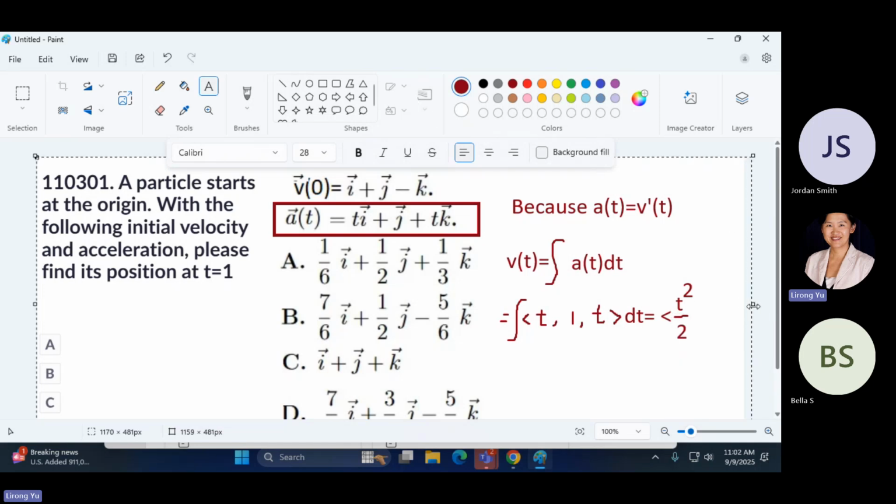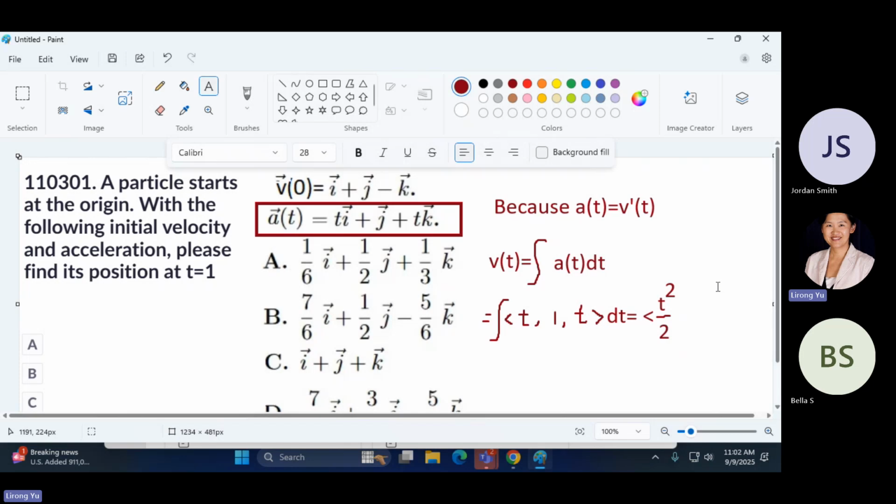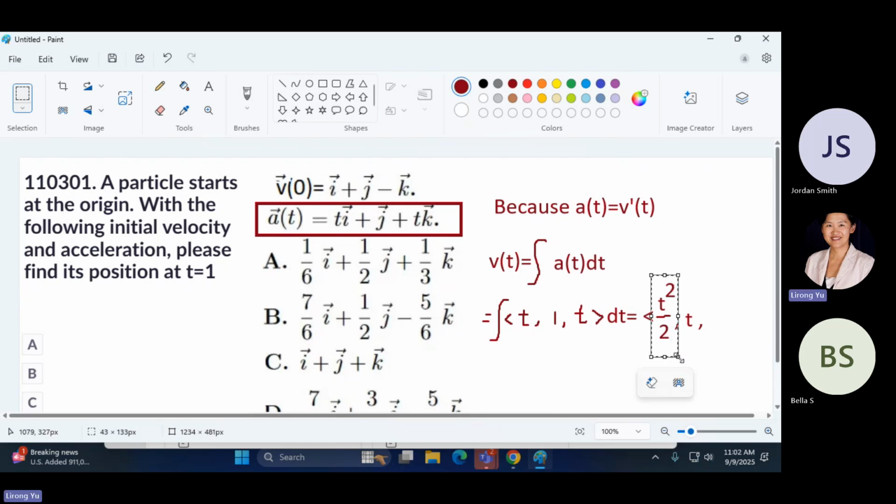And then we calculate the second component. We integrate 1. One of the antiderivatives of 1 is t. That's the second component. The third component is also t squared over 2. So we will get t squared over 2 for the first and third components, right?